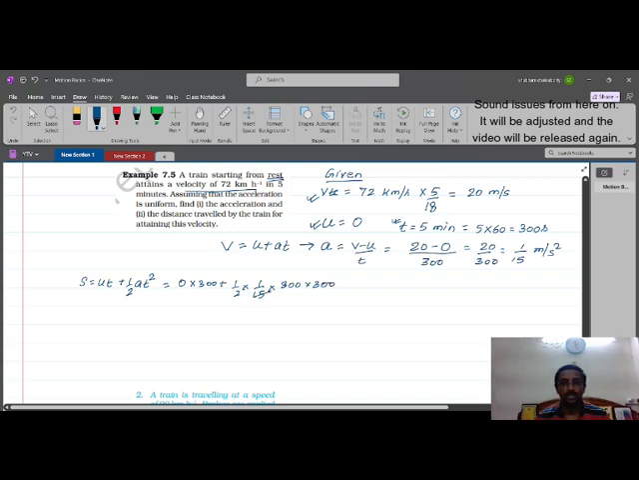So 15, 20, 2, 10, the distance turns out to be 3000 meter or 3 kilometers.